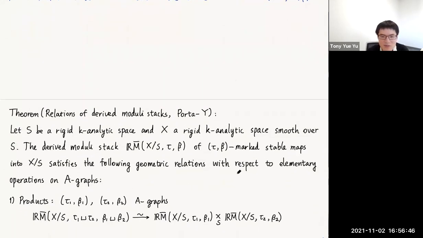Yeah, so these geometric relations are really intuitive to think. One can guess what they should be. First, it's called the products. If we have two graphs and we take their disjoint union, then the moduli stack is just a product.